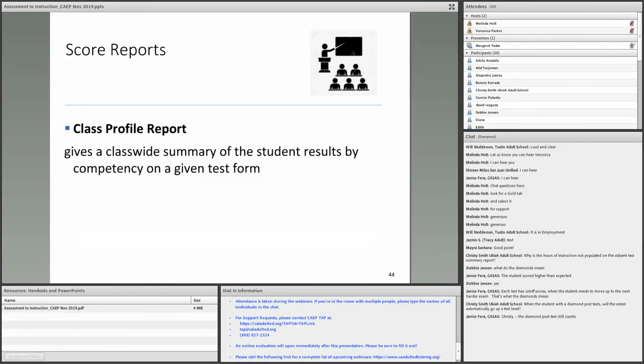Christy asks, when the student with a diamond post-tests, will the e-test automatically go up a test level? The next suggested test level, if they're taking another post-test, will probably put them in the next test level. You can adjust that if you like. The diamond is still counted. It doesn't mean that you have to have them do a retest right away.